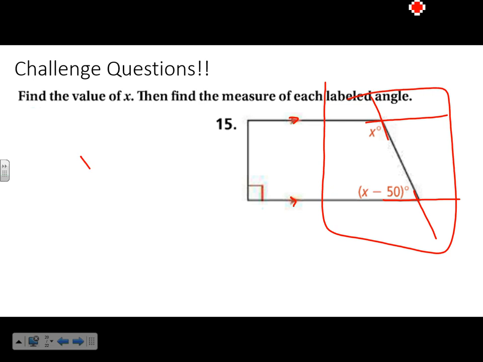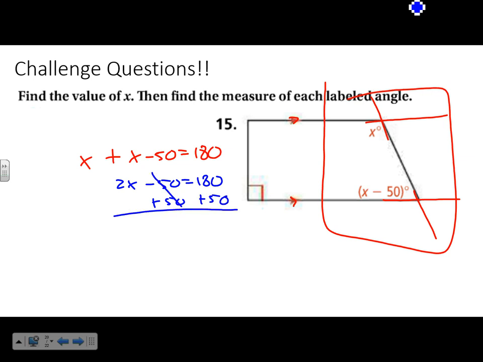So x plus x minus 50 is equal to 180. They're supplementary because they're same side interior. So we have 2x minus 50 is equal to 180. Add 50. Again, I know I'm going quickly through this, but this is all Algebra 1 solving stuff. If you need to pause it, make sure you do so.